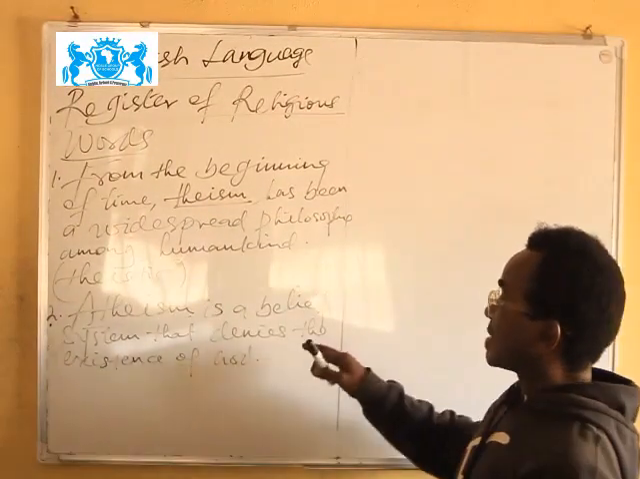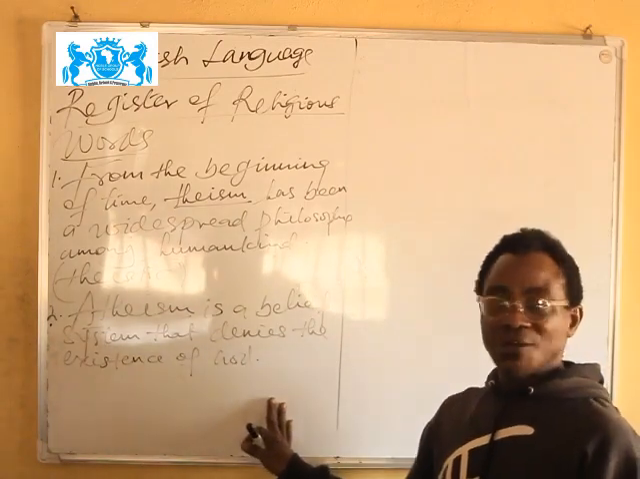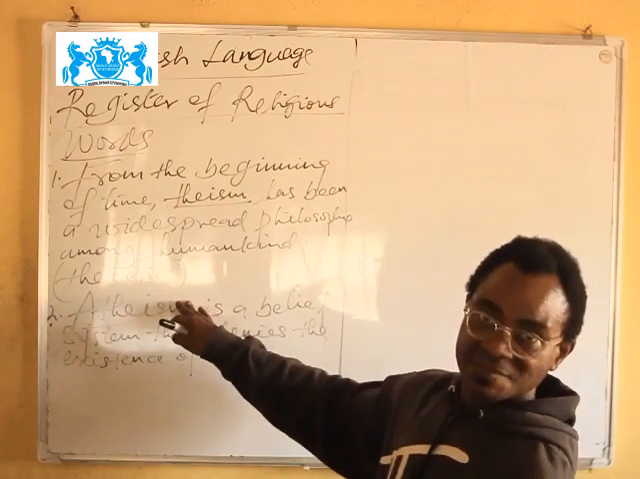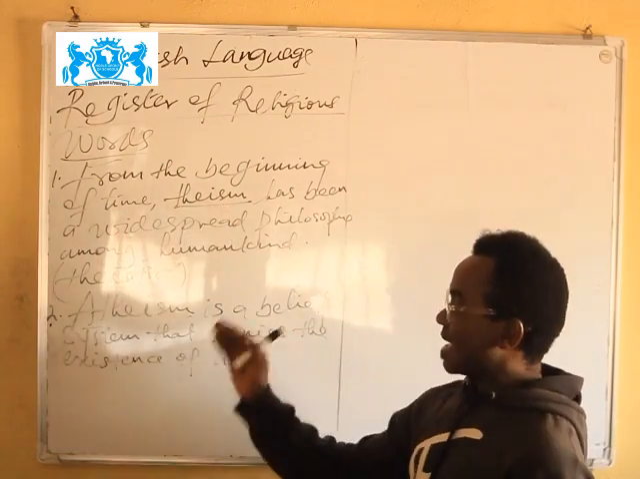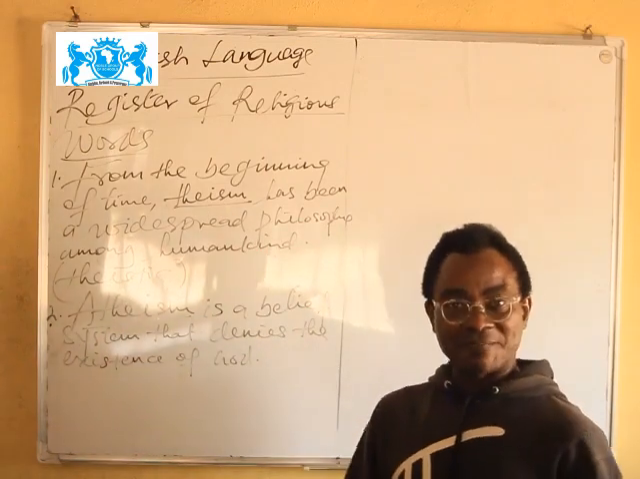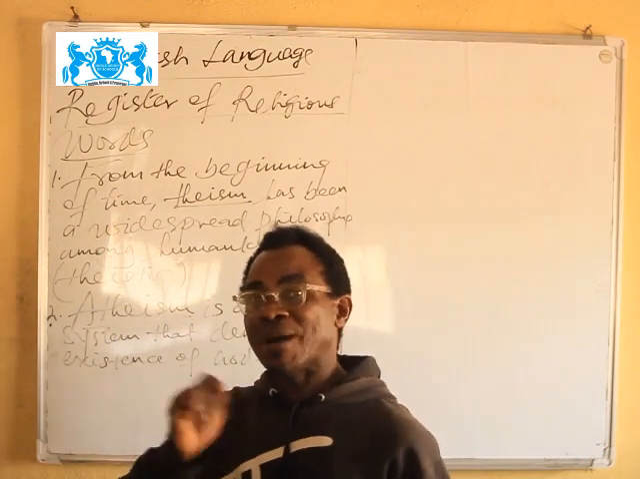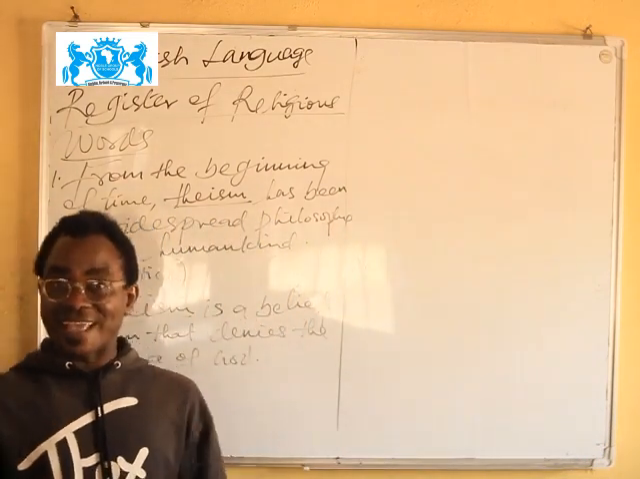Sentence 2 says, atheism is a belief system that denies the existence of God. So we can see that atheism is the opposite of theism. Atheism is a body of belief, a system of belief that says in a layman's parlance that there is no God, that God doesn't exist.